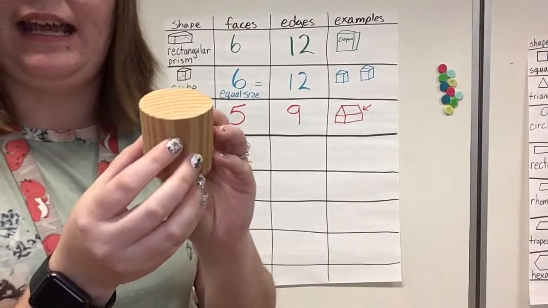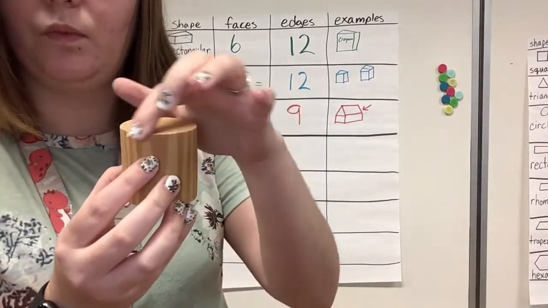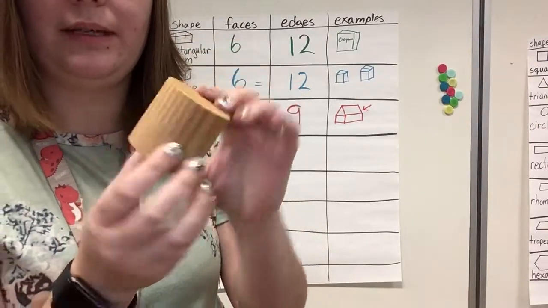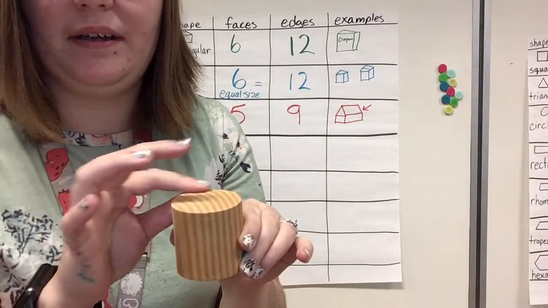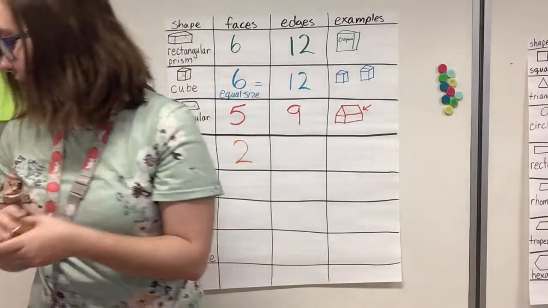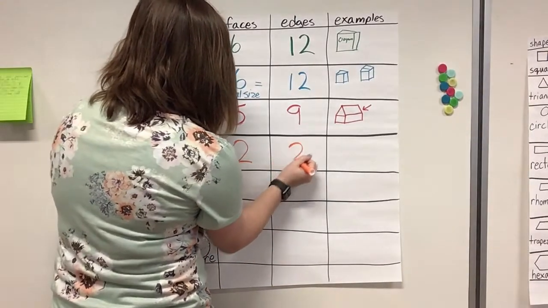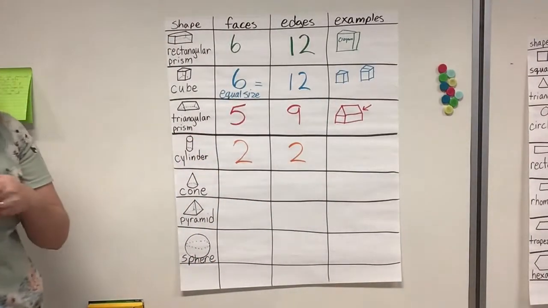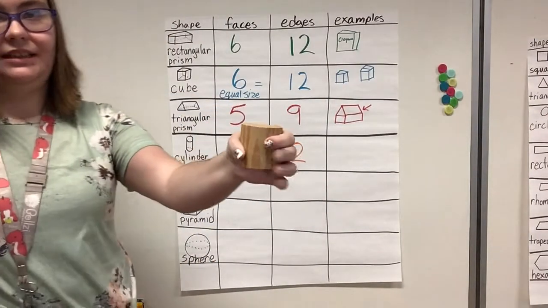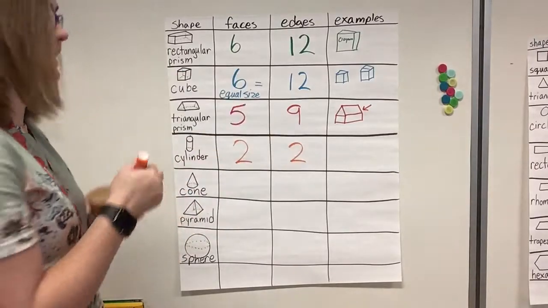Do you see any edges? There's one right there that goes all the way around. And there's one on the bottom. It has 2 edges where it comes together. So, 2 edges. When I think of an example of a cylinder, sometimes I think of like a soda can.